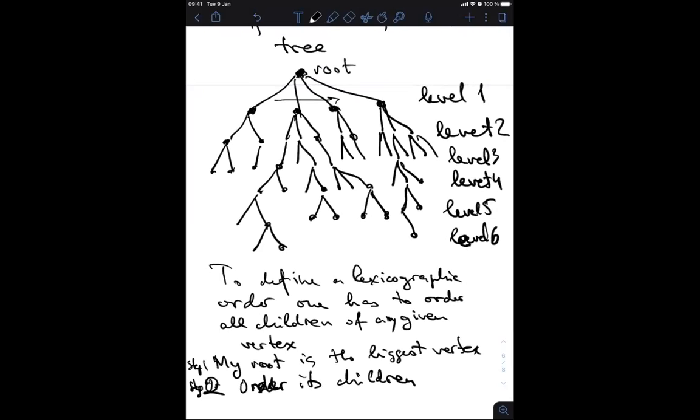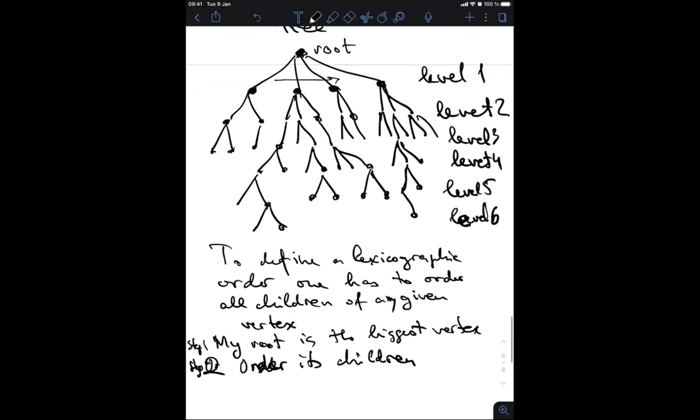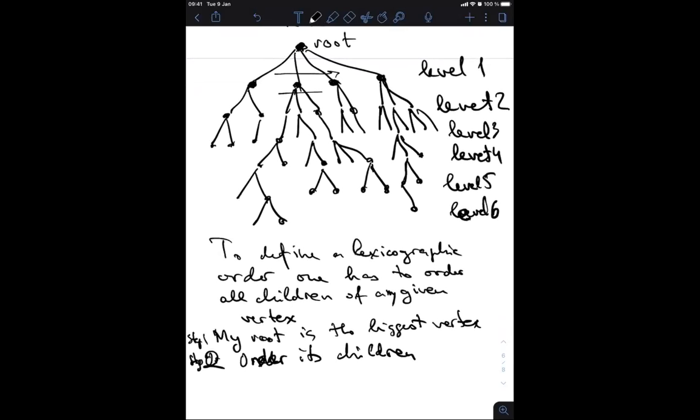So for example, we're saying this guy is smaller than this, smaller than this, smaller than this. Okay. Now for each vertex of this level, again, I have ordered my vertices so far, level 0, level 1. Now I'm looking at the children of the children. I'm looking at vertices of level 2.